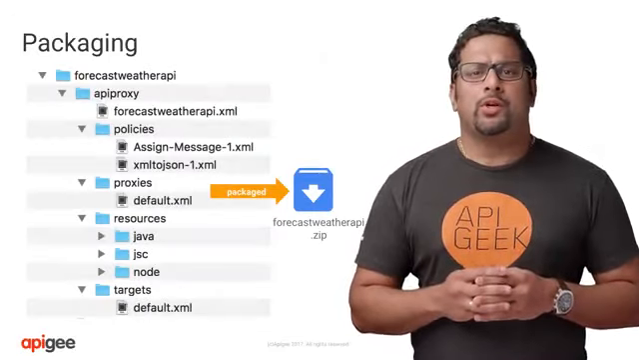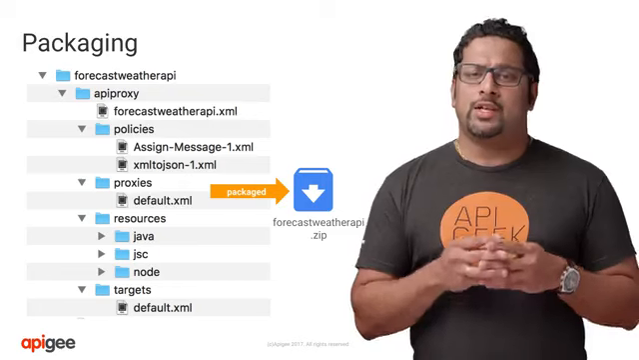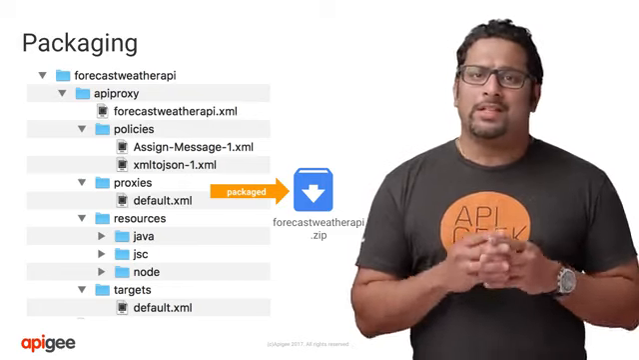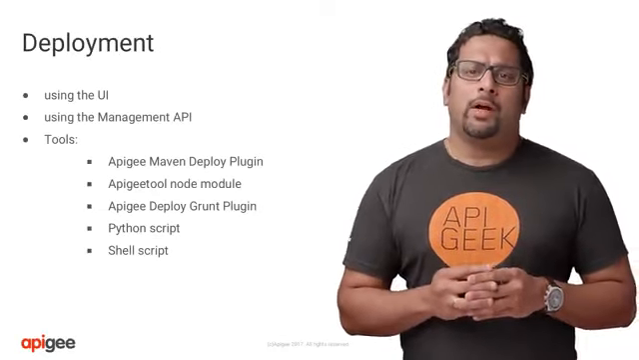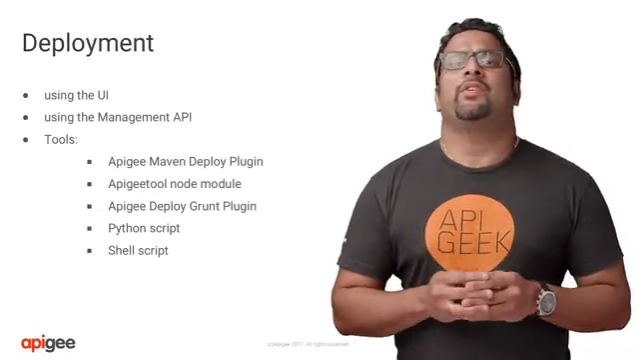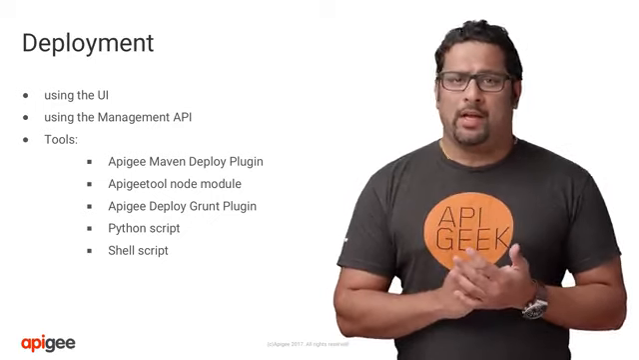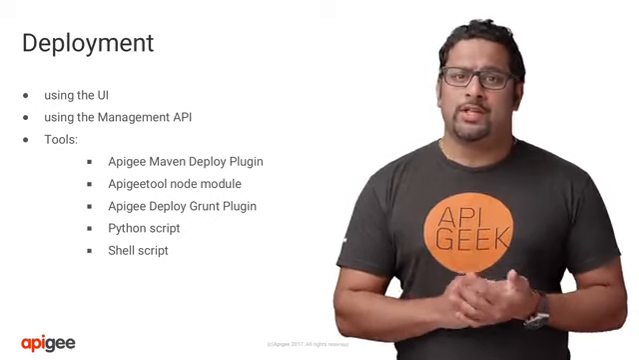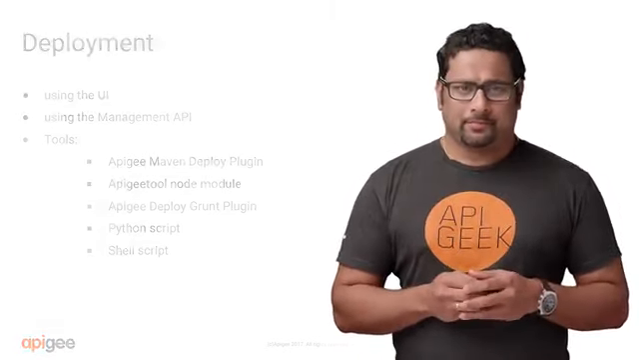Before we deploy the proxy code to Apigee Edge, the code needs to be packaged to a bundle which is a zip file. The bundle is packaged at the API proxy directory level. Deploying the bundle to Apigee Edge can be done in different ways: using the UI, using the management API, using the open source tools such as Apigee Maven Deploy plugin, Apigee tool, and many more.